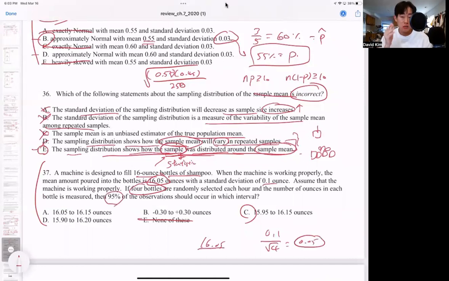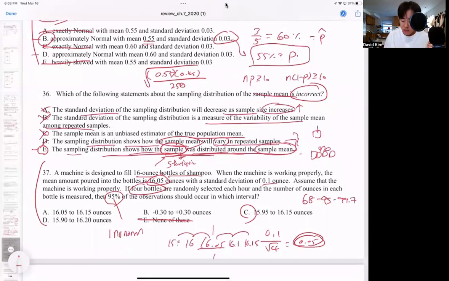Now, since they give you already the percentage, you might be thinking of using, oh, wait, let's use inverse norm. But you don't really have to, because this is part of your empirical rule that states 68, 95, 99.7. 95 means you're moving 2 standard deviations away from the center at 16.05. So if you move 2 standard deviations away from 16.05, that will be 16.1, then 16.15. Then if you move 2 standard deviations to the left of 16.05, that's 16, then 15.95. So the correct answer is anywhere between 15.95 to 16.15.